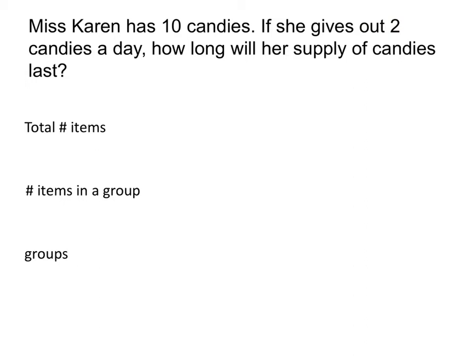And so to help illustrate this problem, we're going to draw a picture down here. At the top of this picture, we're going to put our total number of items. At the bottom, we're going to put our groups, and in the middle is going to be the number of items in a group. And so the total number of items that we're working with is our 10 candies. So let's draw our 10 candies up here.